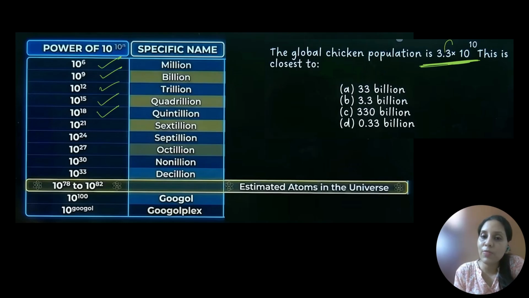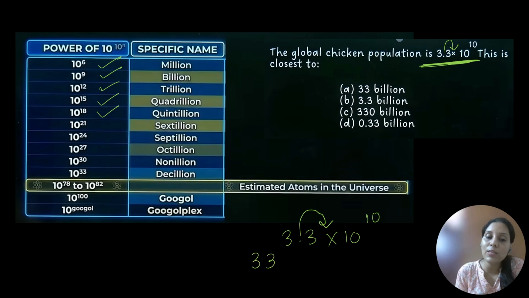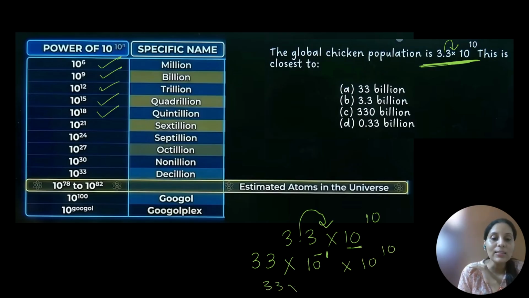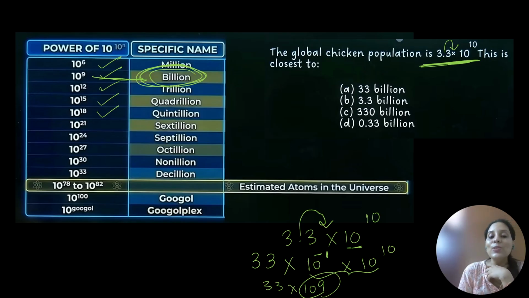So this decimal, if I move here, so 3.3 into 10 power 10. I move this decimal one place. So it becomes 33 into 10 power 1. Positive or negative, the decimal is moving towards right. Right matlab negative. Into ये already 10 power 10 है. So you get 33 into, you can apply the law here, 10 power 9. Now 10 power 9 मतलब क्या है? It is billion. So it is 33 billion.